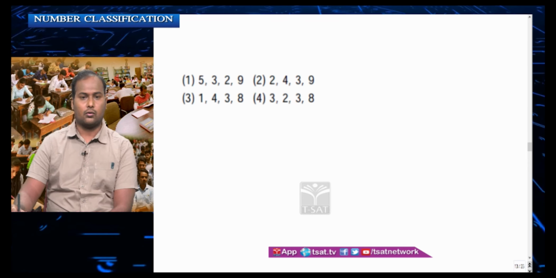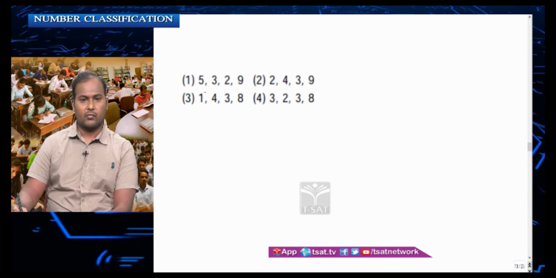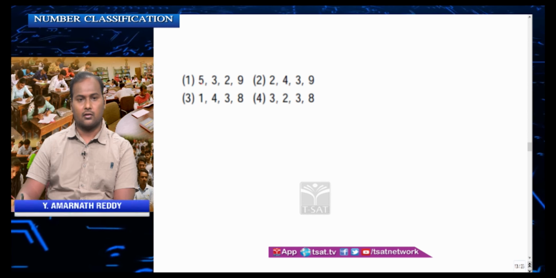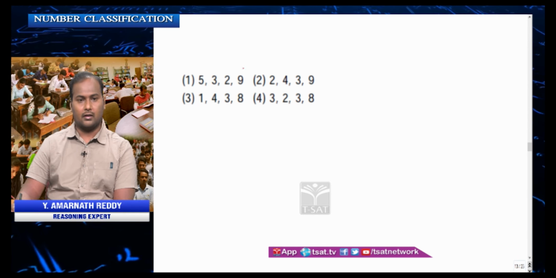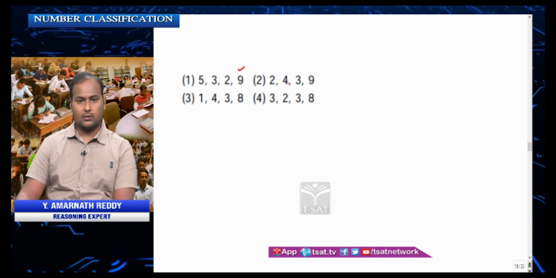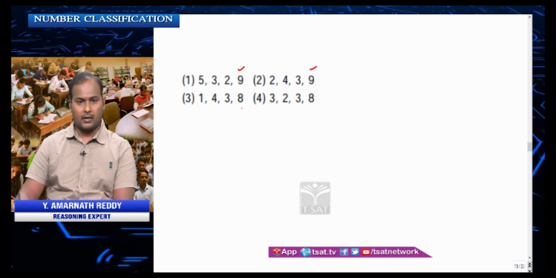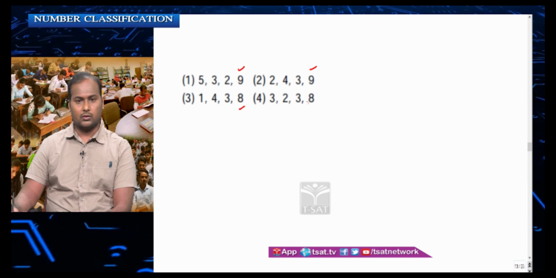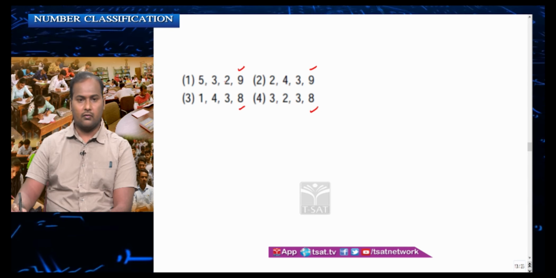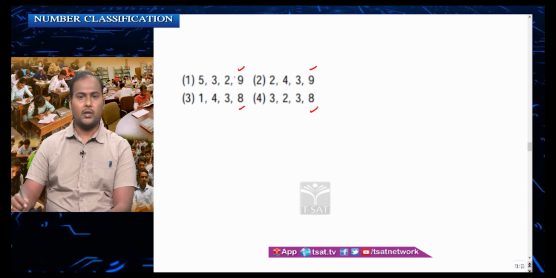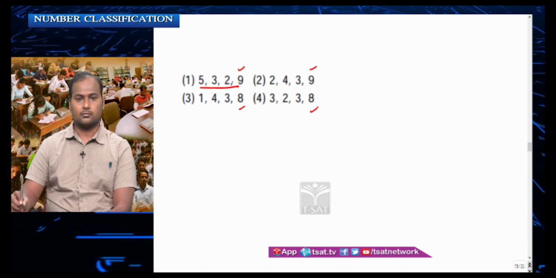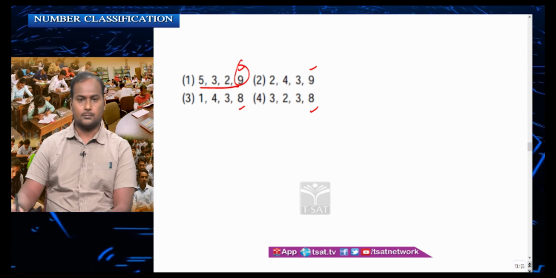Next question. See here you are having some numbers. You try to classify based on a character. So how will you get the idea? See the idea here. 5, 3, 2, 9, big number here. 2, 3, 4, 9, big number here. 1, 4, 3, 9, big number here. 3, 2, 3, 8, here also big number. So always you have a big number at the last. So when there is a big number at the last, you try to add to get the big number.